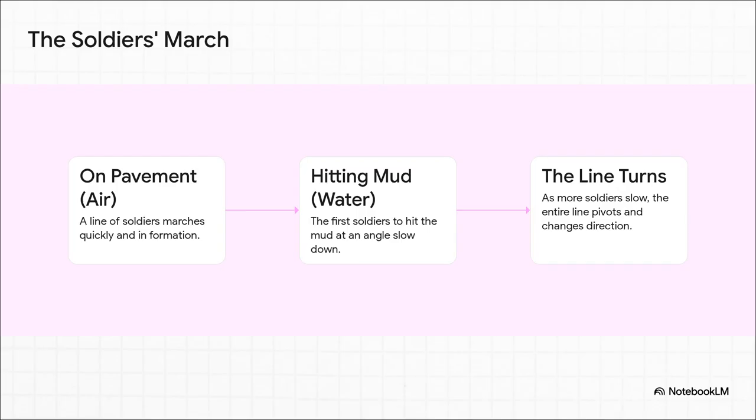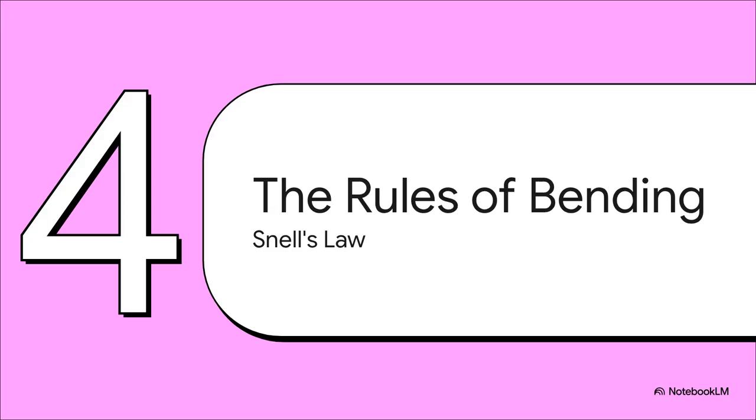Okay, so first, our soldiers are marching fast on smooth pavement. This is like light traveling through air, but watch what happens when they reach a muddy field at an angle. The soldier on the end hits the mud first and gets slowed way down, but the others are still on the pavement, marching at full speed. This difference forces the entire line of soldiers to pivot, to turn, and that is exactly what happens to a wave of light. The part that hits the water first slows down, causing the whole wave to turn. That's the bend we see. Now, what's really cool about this is that the bending isn't random at all. Nope, it follows very specific, predictable rules.